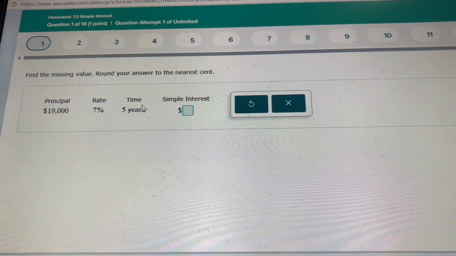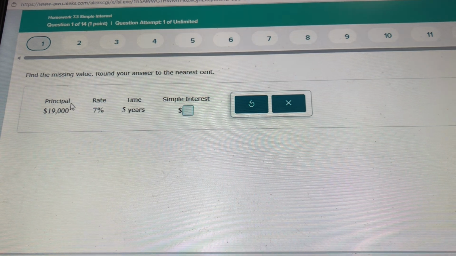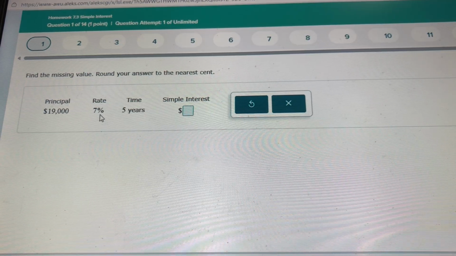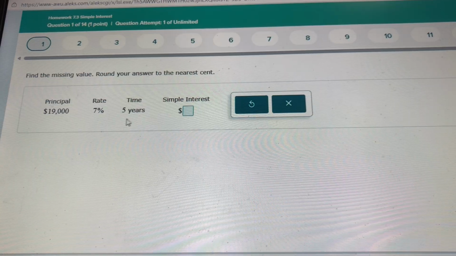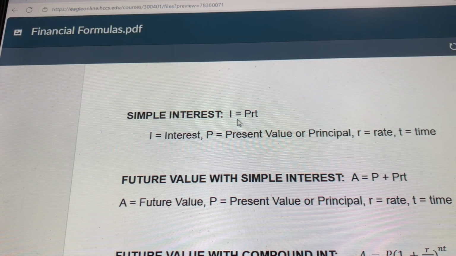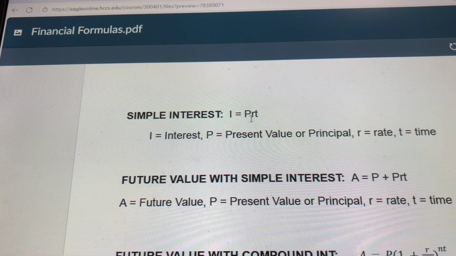Notice the time here is years. So the principal or present value, somebody's borrowing or investing $19,000. They're getting a 7% interest rate, and it's for 5 years. That's literally what the formula means. Interest is principal times rate times time.